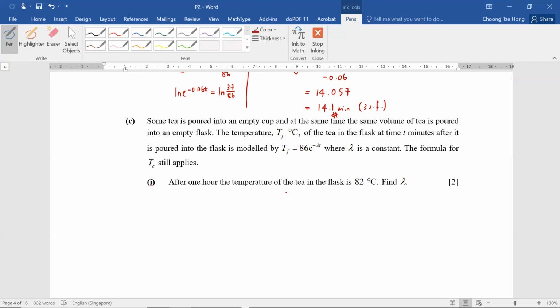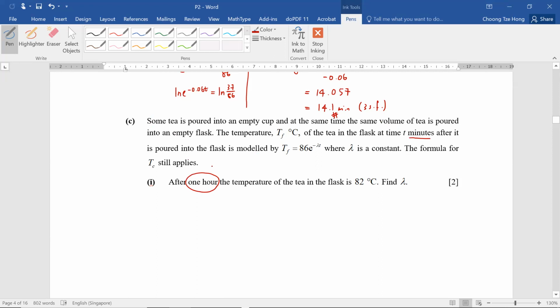After 1 hour, the temperature of the tea in the flask is 82 degrees C. Now they want you to find lambda. Over here, you have to be very careful about the 1 hour, because the time that we are talking about here is in minutes.